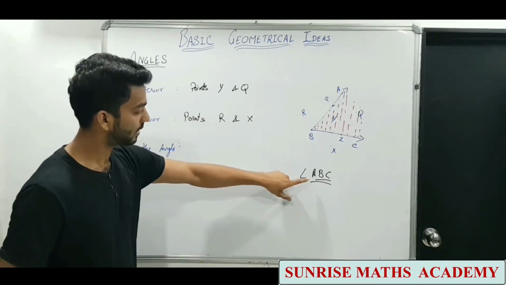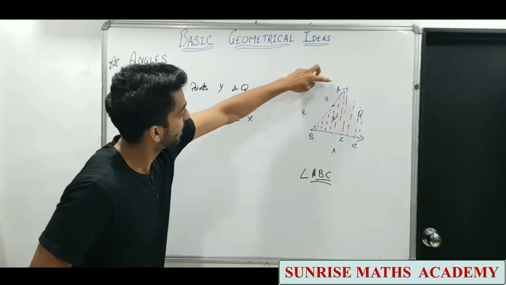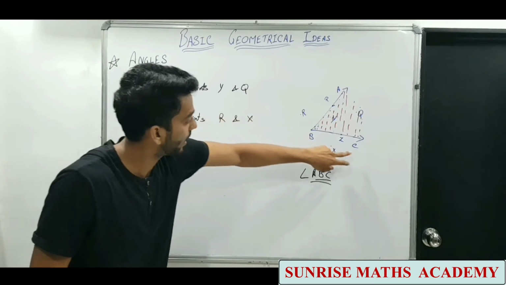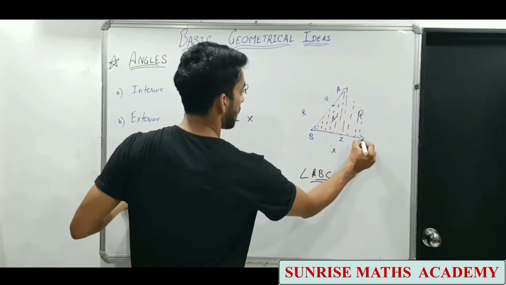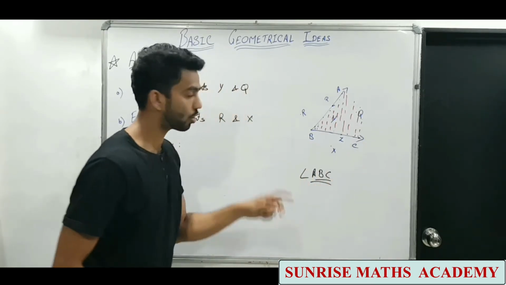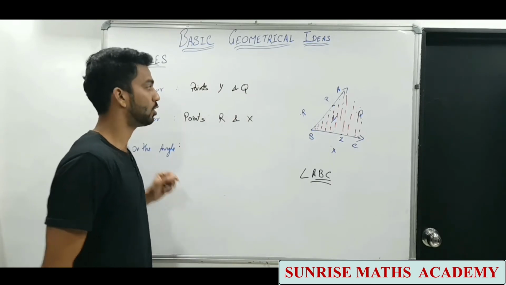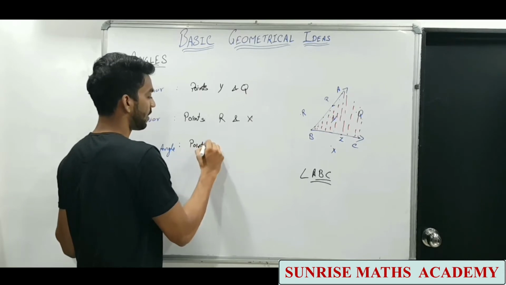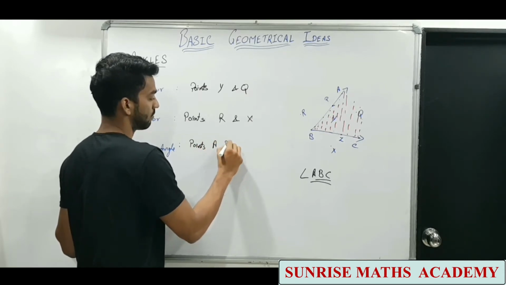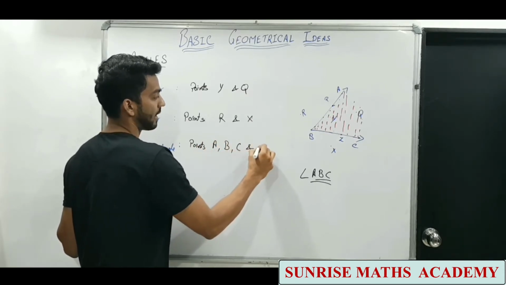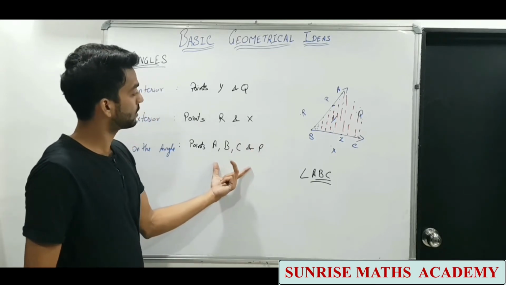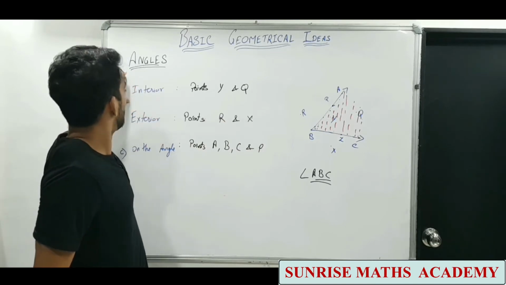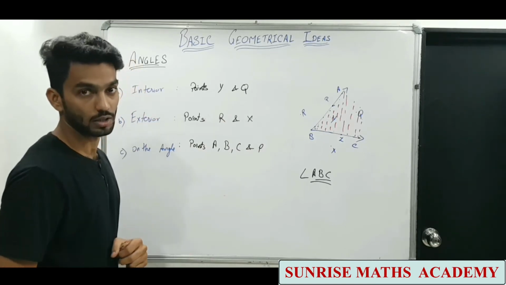Now as we have seen, the angle is ABC. A is on the arm, B is also on the arm, that is ray, and C is also on the arm. So these 3 points are on the angle, and also point P. So on the angle we have points A, B, C and P. These are the points which are on the angle, on the boundary of the angle.